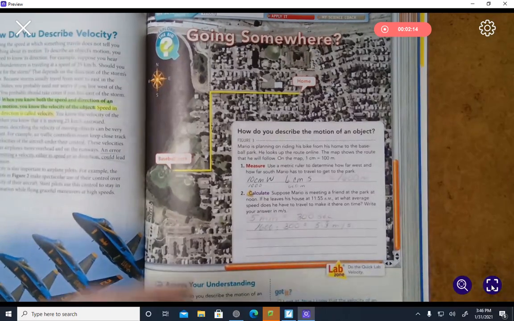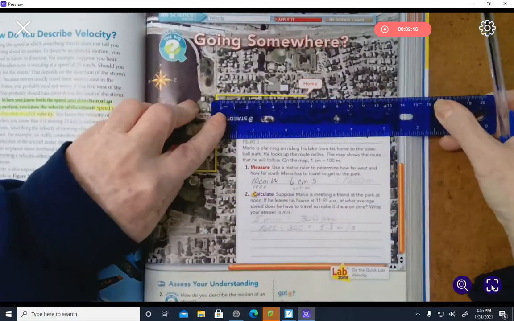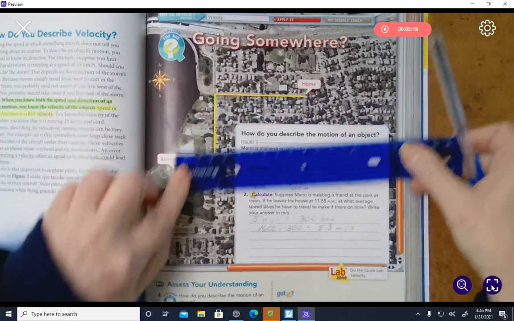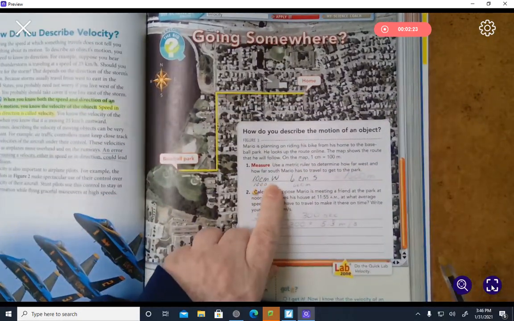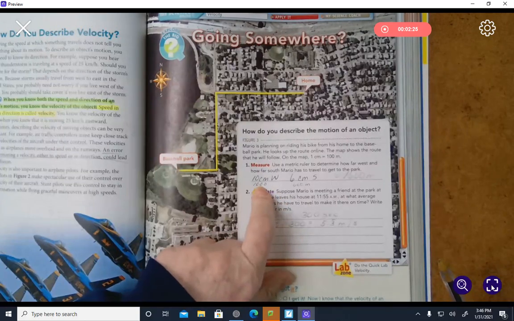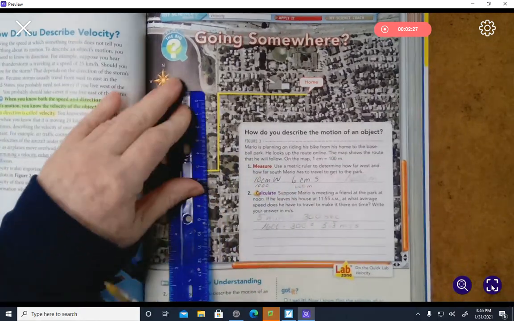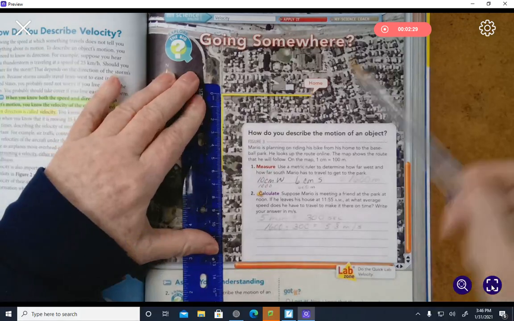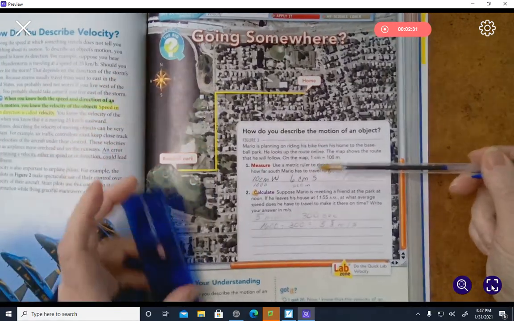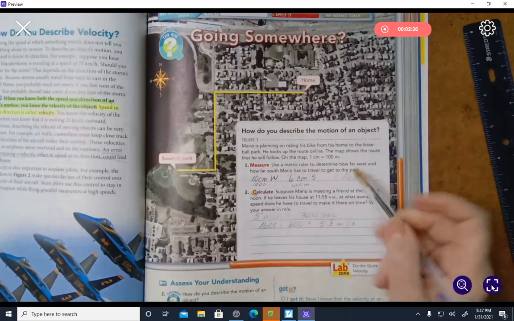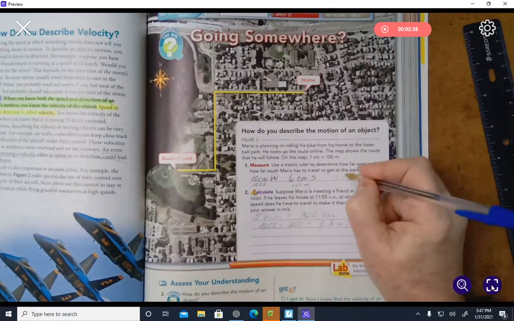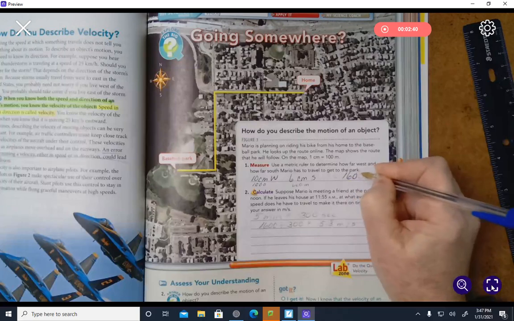So when I measured here, I got 7, and down here I got 3, so that was 10 centimeters west, which would then calculate to 1,000 meters. And then doing this I got 6, which would be 6 centimeters south, or 60 meters, which is a total of 1,600 meters. I don't know if you can see that. It is written in pencil.